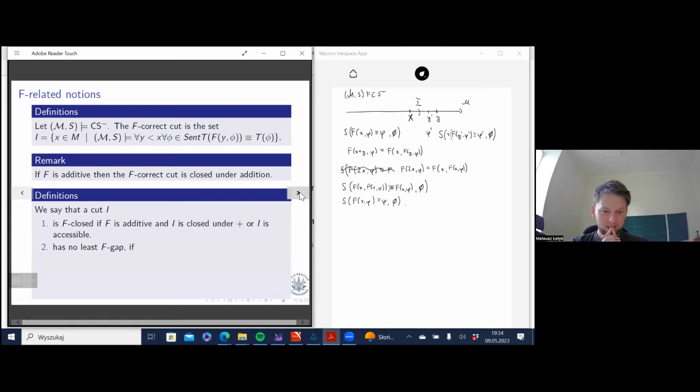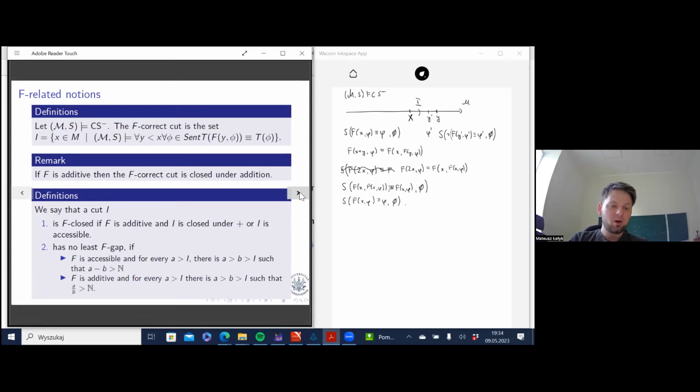Similarly, we say that cut I has no least F gap if either F is accessible, and then for every A above the cut there is a B above the cut so that the distance between A and B is non-standard, or F is additive, and then for every A above I there is B also above I so that the ratio A divided by B is also non-standard.